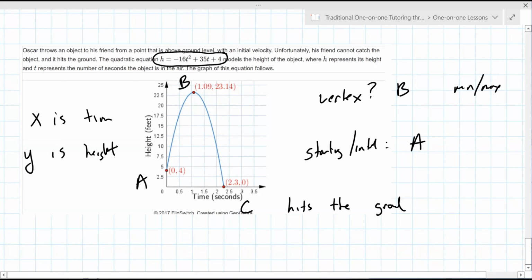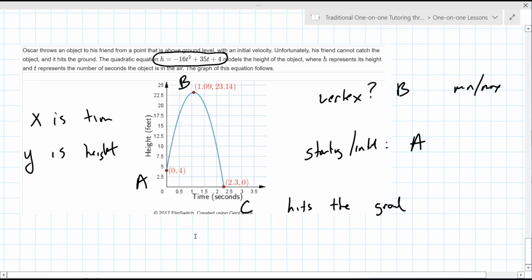Okay, so now let me ask you another question here. I'm asking about B. When does it reach the maximum height? Am I asking about time or the maximum height? Time. So what time is it? Which of these two values is time? X. So 1.09 seconds. And then I could ask you, well, what is the maximum height? And that would be the y value.